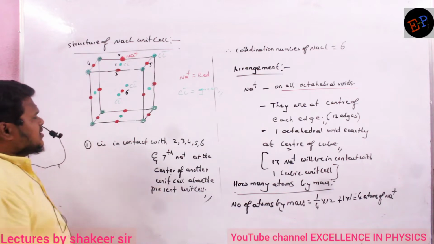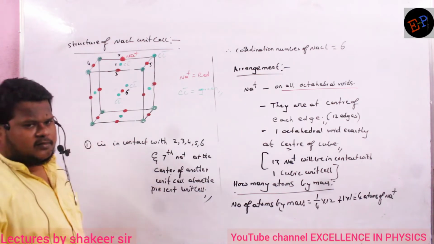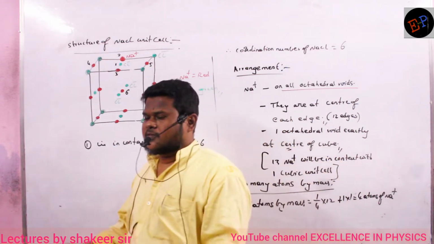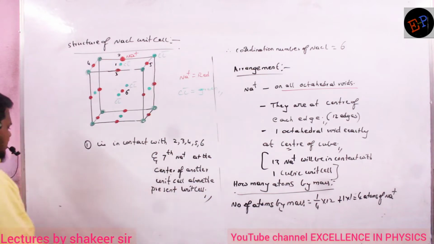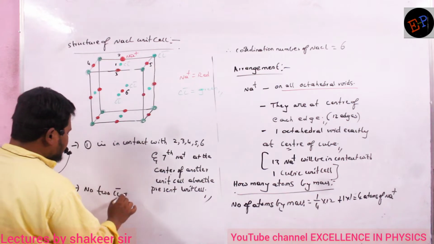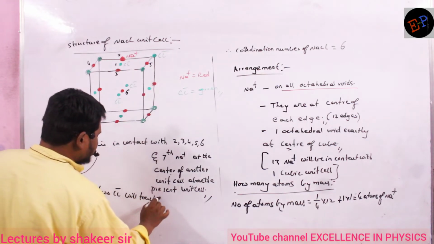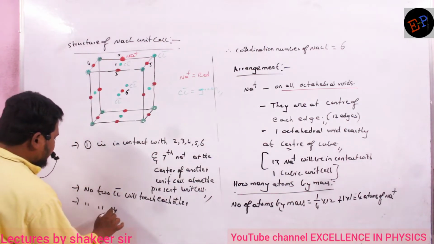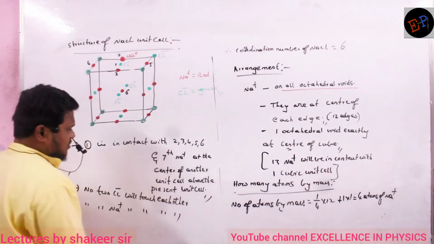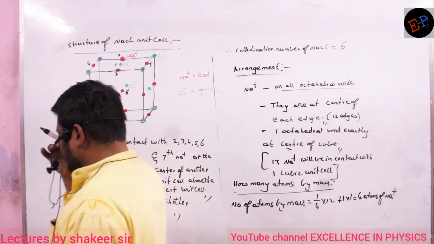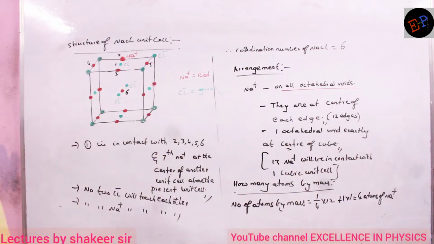So like this, if you take any cation or any anion, one cation is surrounded by 6 anions and one anion is surrounded by 6 cations. Clear? Similarly, one more point is that no 2 Cl minus will touch each other, and similarly no 2 Na plus will touch each other. If you know this much information, I hope you can solve any kind of problem given on the NaCl crystal. That's it, very simple.